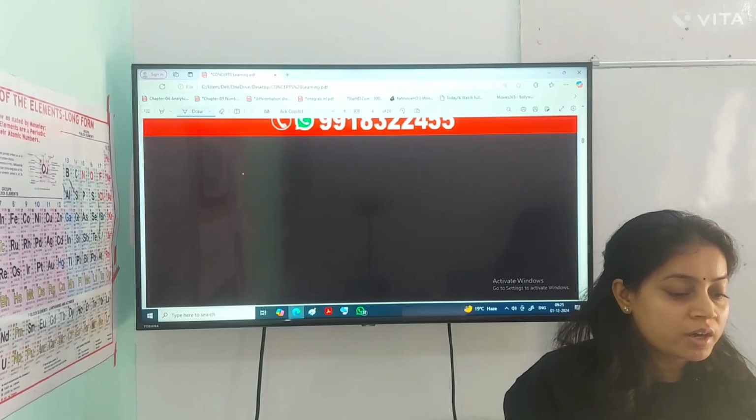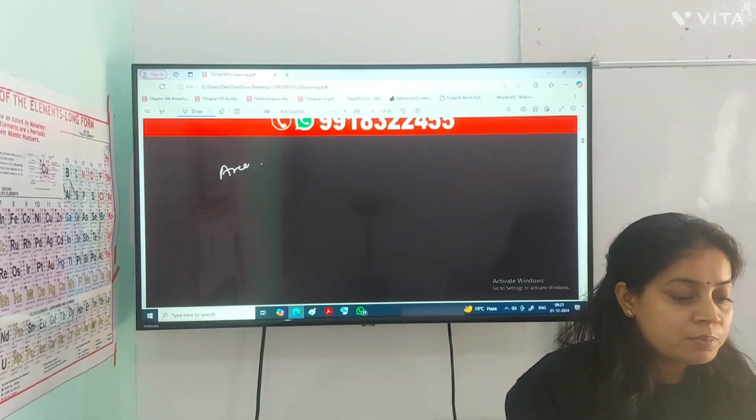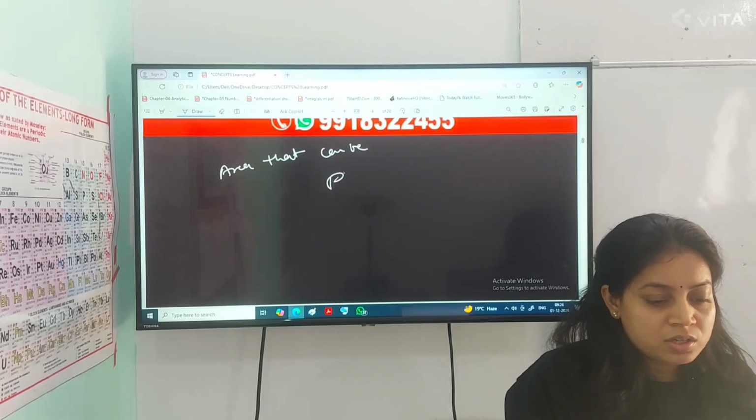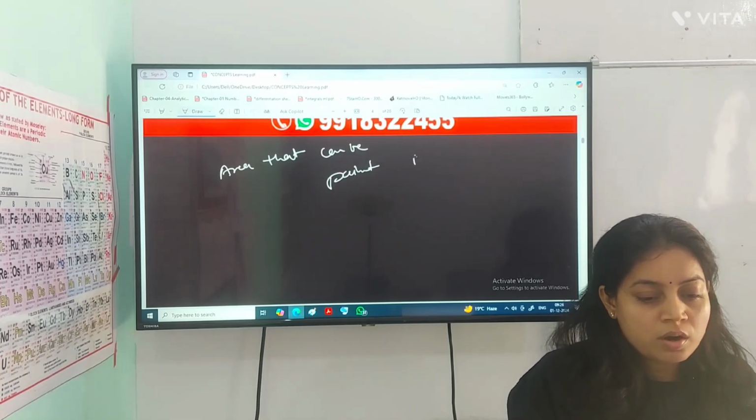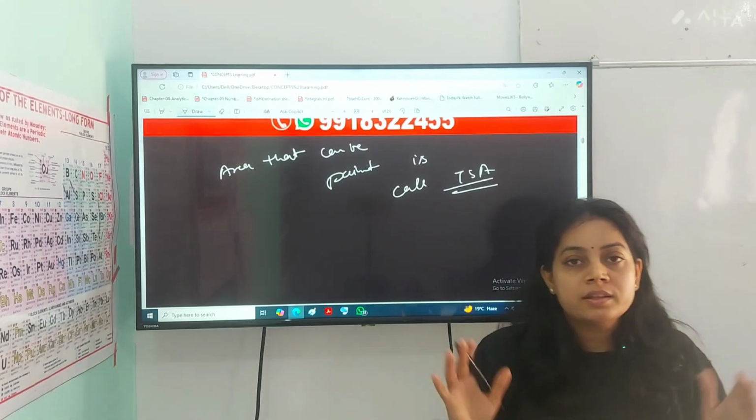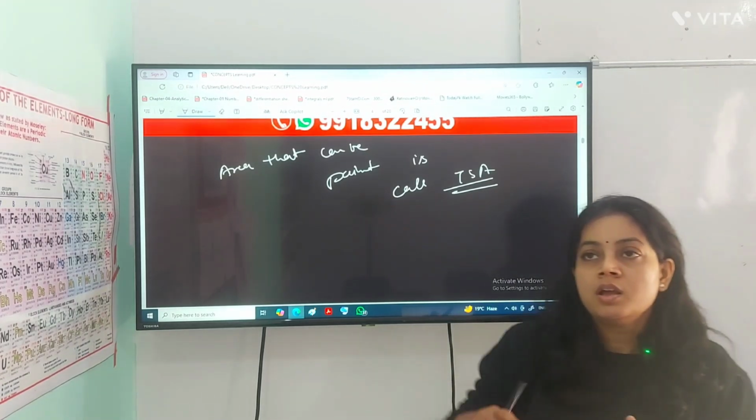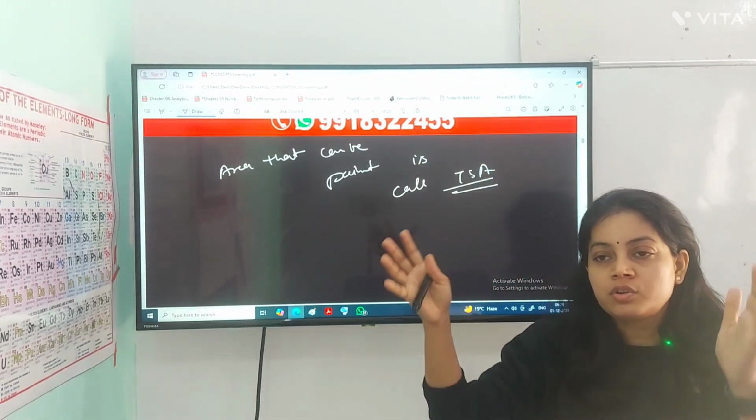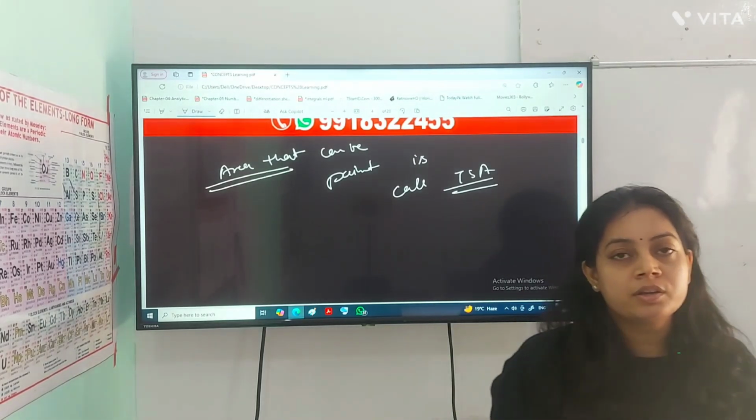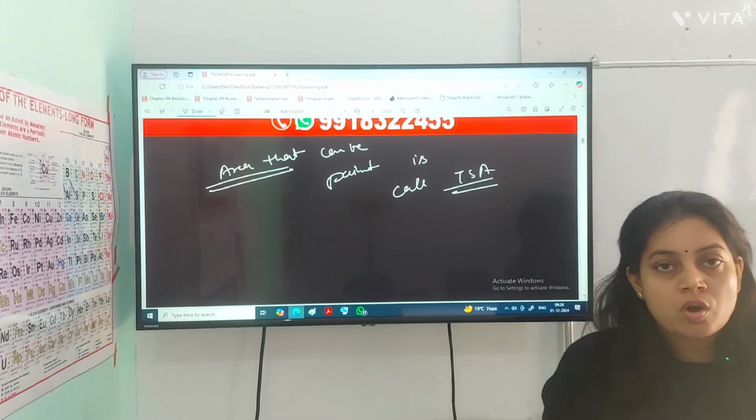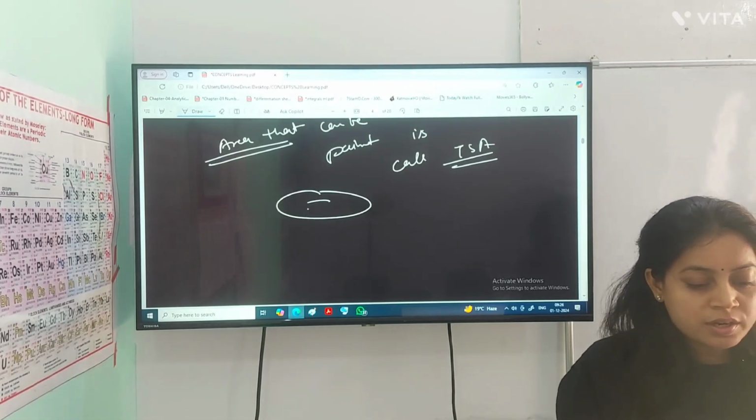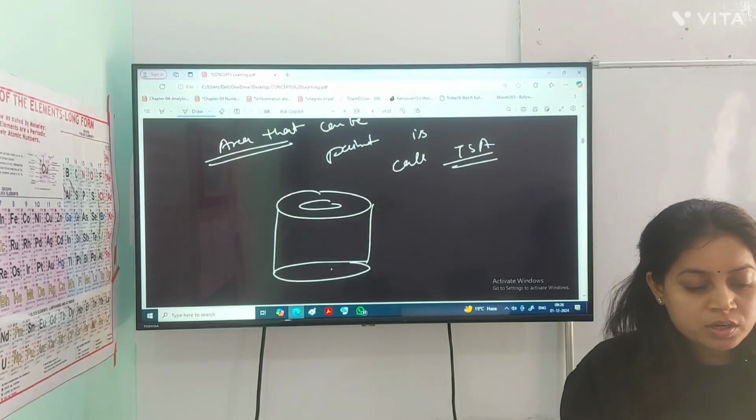You will have to take the area that can be painted. Note it down, this is very very important. The area that can be painted is called total surface area. So the area that can be painted, keep this in mind: what you can paint is going to be the total surface area of that particular shape, that particular solid, right.